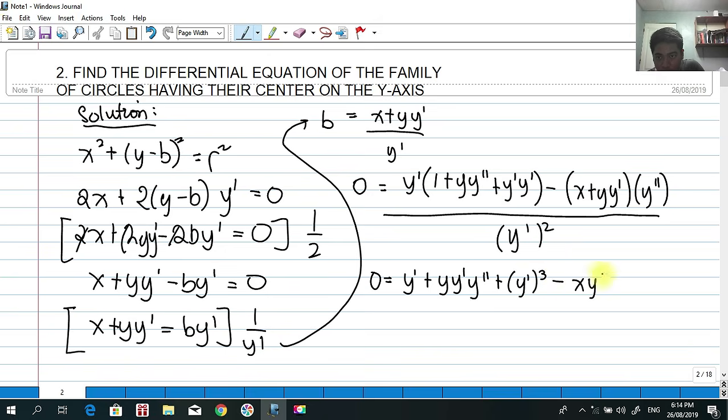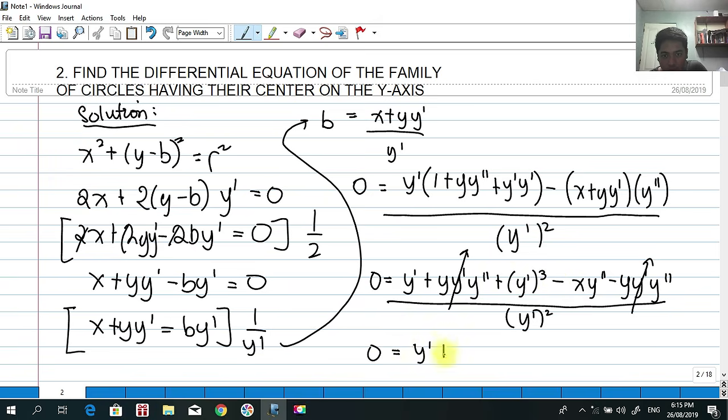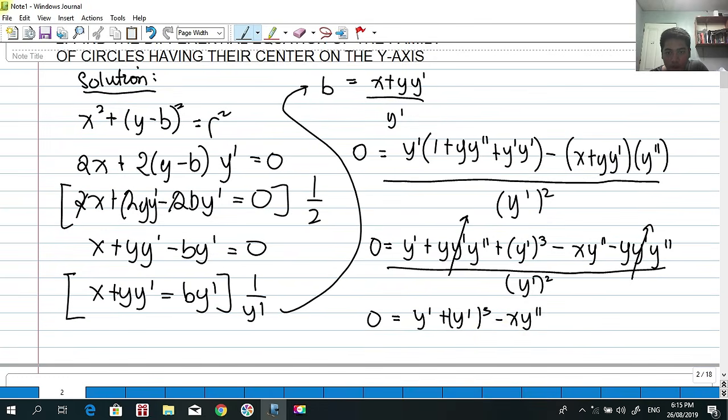So of course, minus x y double prime minus y prime y double prime. I'm only distributing the negative sign and the y double prime here, so that as you can see, this would cancel. Okay, this would cancel out. And of course, over y prime squared. So we are left with 0 equals y prime plus y prime raised to 3, minus x y double prime, divided by y prime squared.